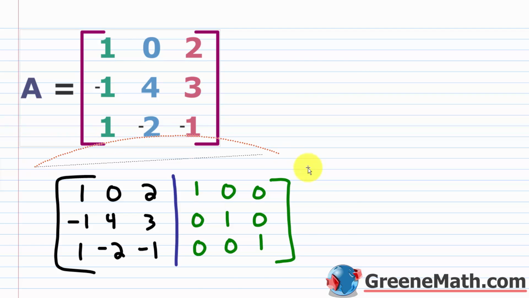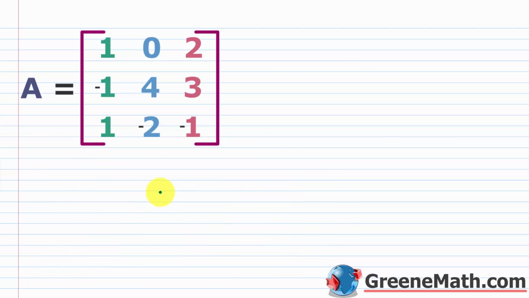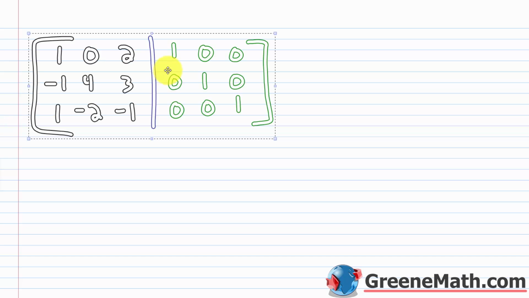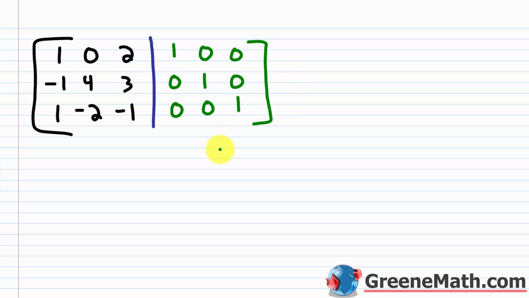So let me go ahead and copy this because we won't be able to fit this on this page. And let's go ahead and paste this in here, and we'll just go through the work. All right, so we want to take the left side here and transform it into the identity matrix, or you could say you're putting it in reduced row echelon form. And again, through that process, the right side here is going to give us our inverse matrix of A.